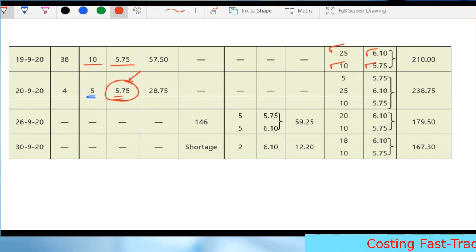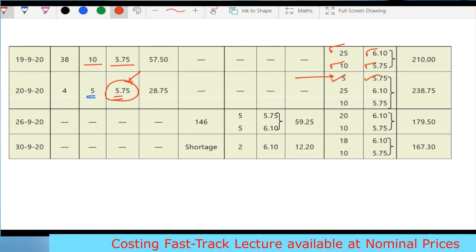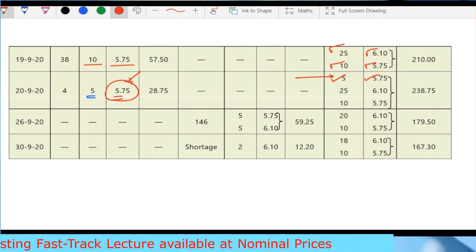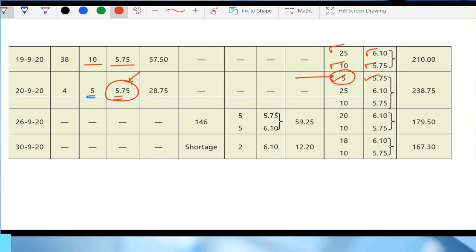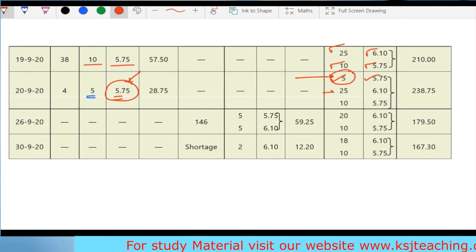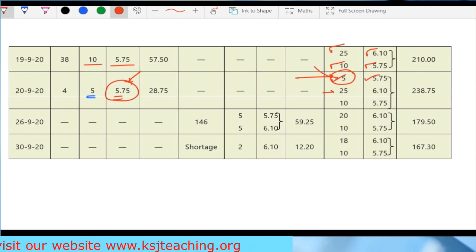also covered. Now 5 units from 5.75 because this material was received earlier than this 25 units. That's why we are using this first. Right? First in means the first that was received in your store. This material was received earlier than this 25 units. Right? That's why this material will be issued first.